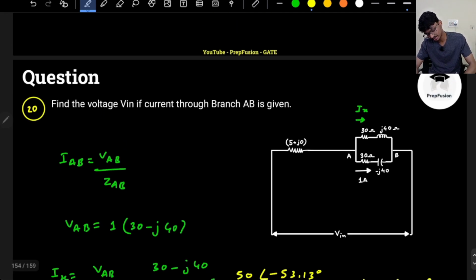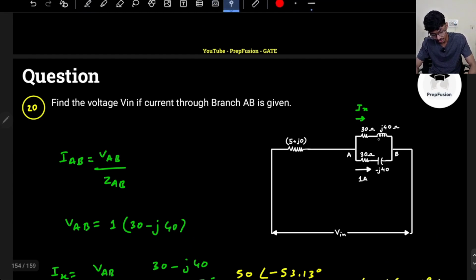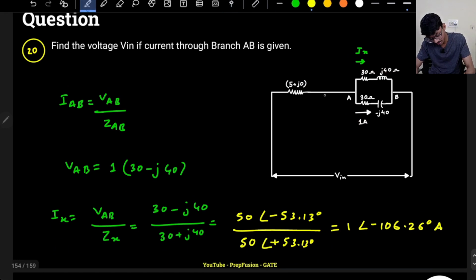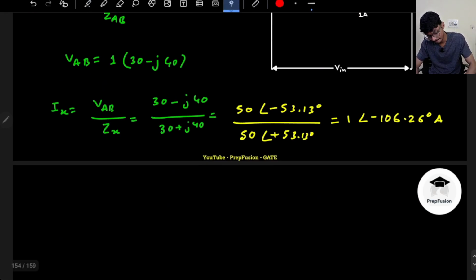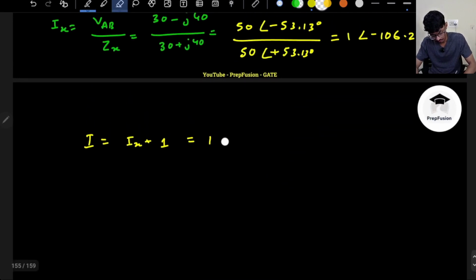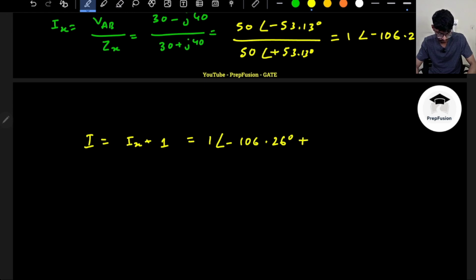So ultimately they have asked me to find the voltage. I already know VAB, I just need to find out the drop across this. What will the drop across this be? The current into the resistance. So current will be what? Addition of Ix and I. So current I will be Ix plus 1 ampere, the current that is already given. So Ix is 1 angle minus 106.26 degrees plus I, which is 1 angle 0 degrees.